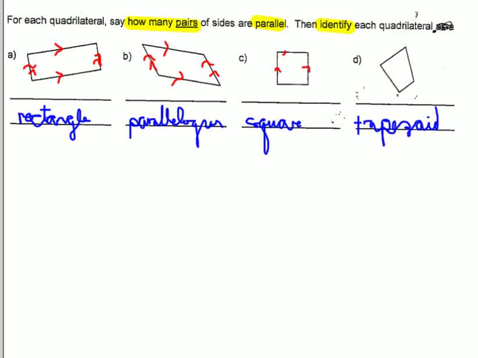And for my last one, there is only 1 set of parallel lines, and I know that an object with 1 set of parallel lines and 4 sides is a trapezoid.